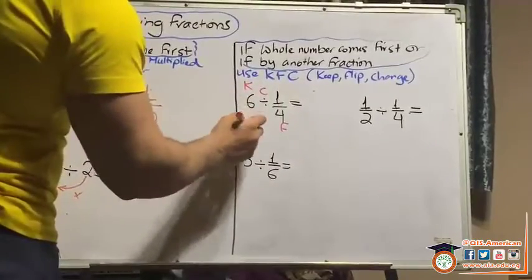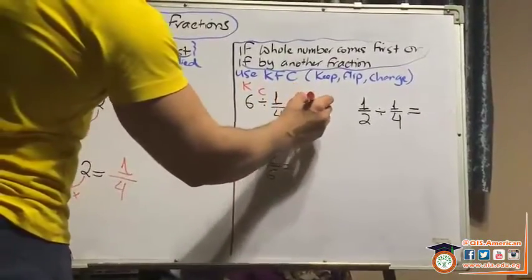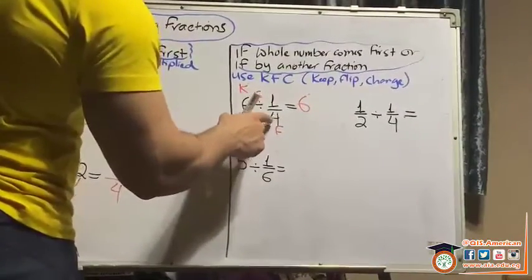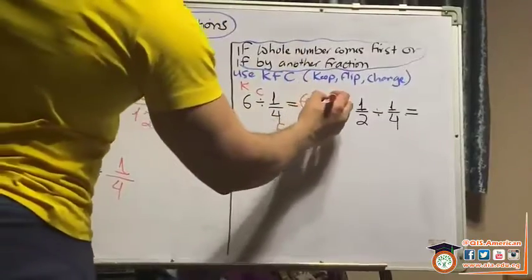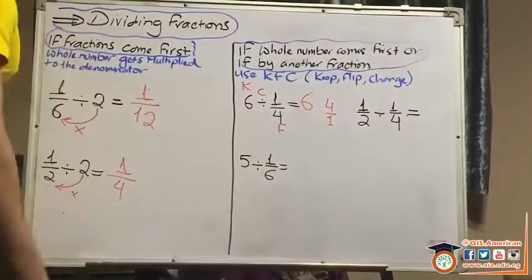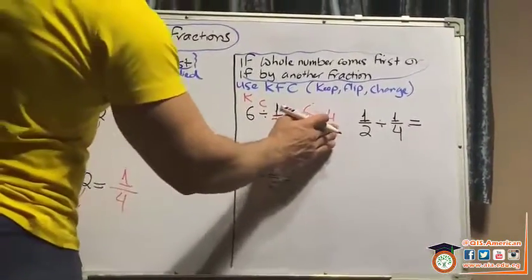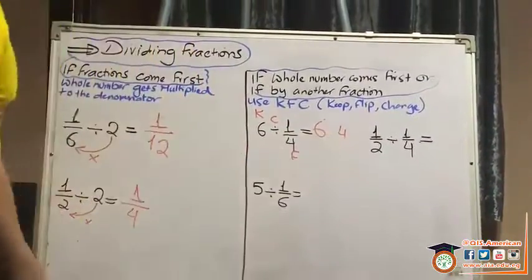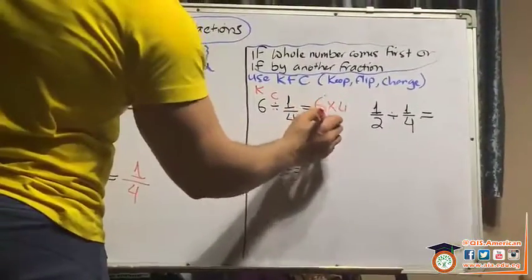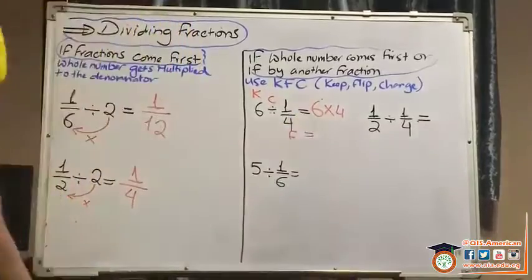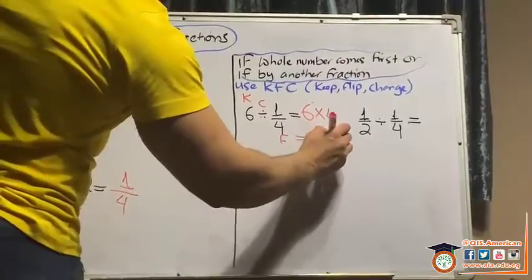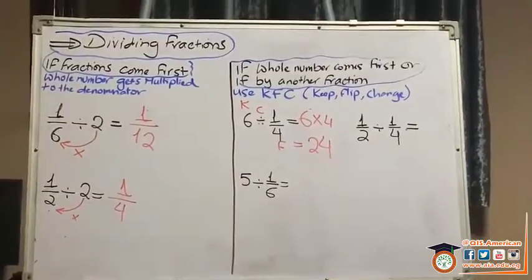Okay, this means I'm gonna keep this number as it is. Okay, I'm gonna flip this one, 1 over 4. I'm gonna flip it the other way around, so it will become 4 over 1. What's any number divided by 1? It's itself, so I'm gonna neglect this over 1, okay? And I'm gonna change the sign, the division sign, I'm gonna turn it into multiplication. So now I have 6 multiplied by 4. What's 6 multiplied by 4? It's 24. So the answer is 24, okay?